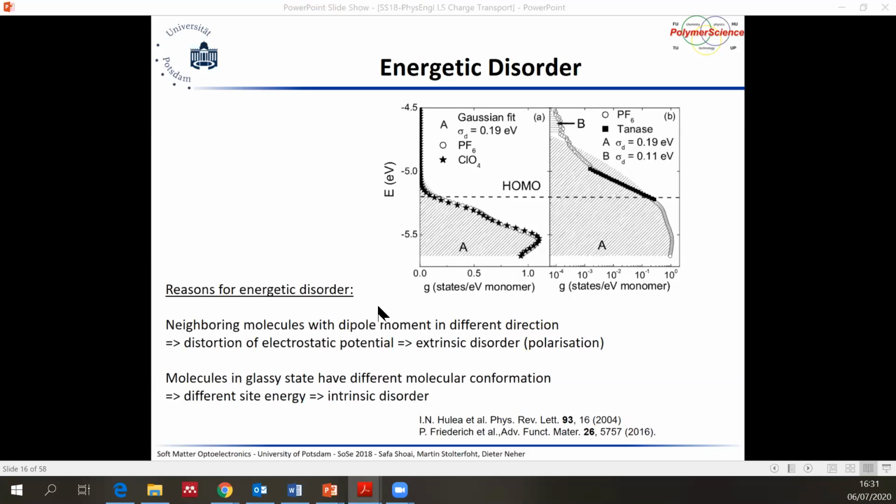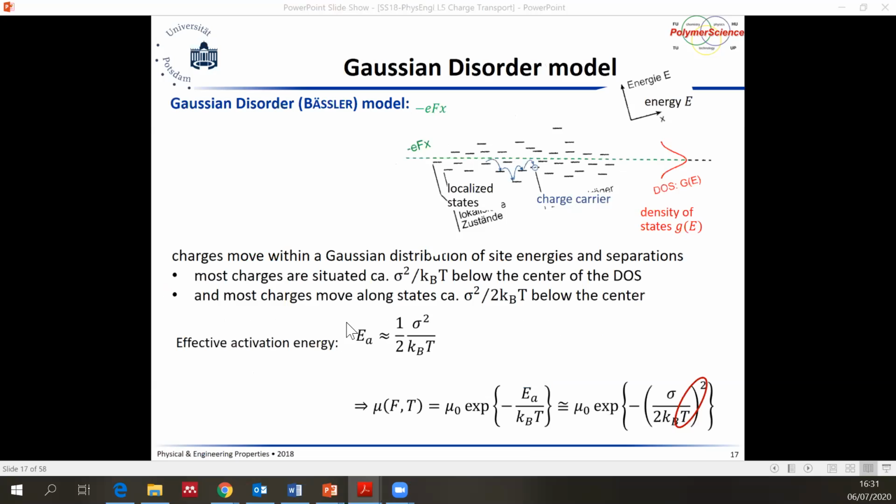in polymers. This is why we need to use the Gaussian disorder model from Bässler's model. The width of the Gaussian distribution corresponds to the energetic disorder. So the larger the energetic disorder, the larger the width of the Gaussian.